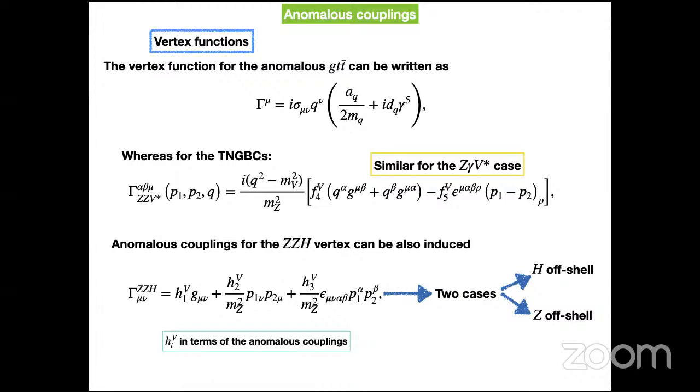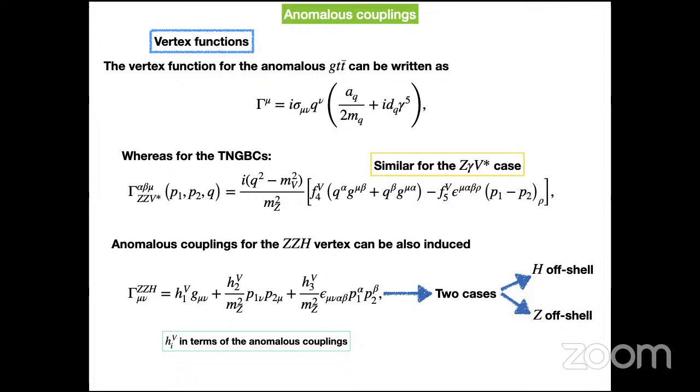For the coupling of 2 Z bosons and the Higgs boson, we can also introduce anomalous couplings in this form. Here, these H form factors are expressed in terms of the anomalous couplings, but I don't discuss that part in detail here. But I want to mention that for this kind of coupling, we can have 2 possible off-shell cases. First, we can have a Higgs boson off-shell, and the 2 Z bosons must be on-shell, right?